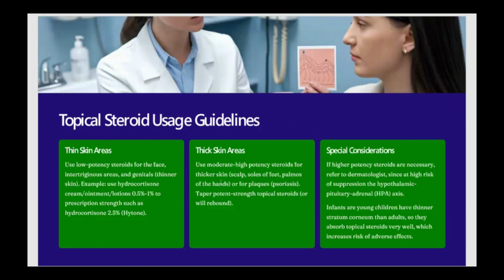So this is the topical steroid usage guideline. Like we said, low potency steroid can be used for the face, granulous area, and genitals. So this can be used on the face, low potency. Then for thick skin areas, you use moderate to high. An example question can be: which of the following cannot be used on the face? You can't use high potency on the face. So you need to know those guidelines.